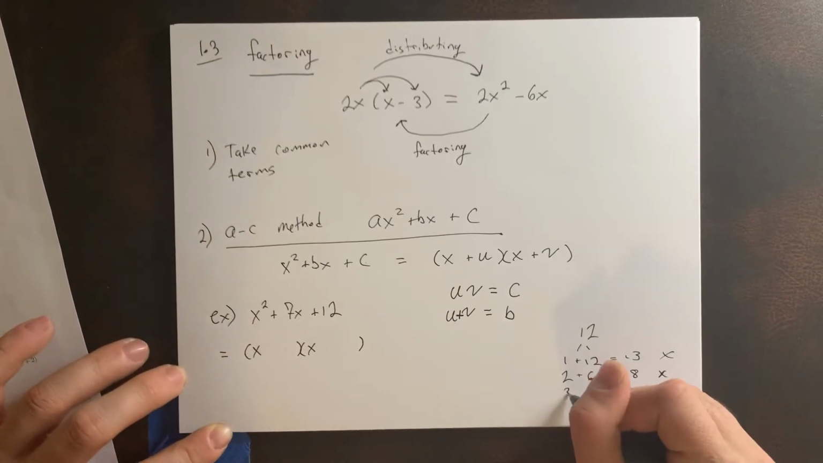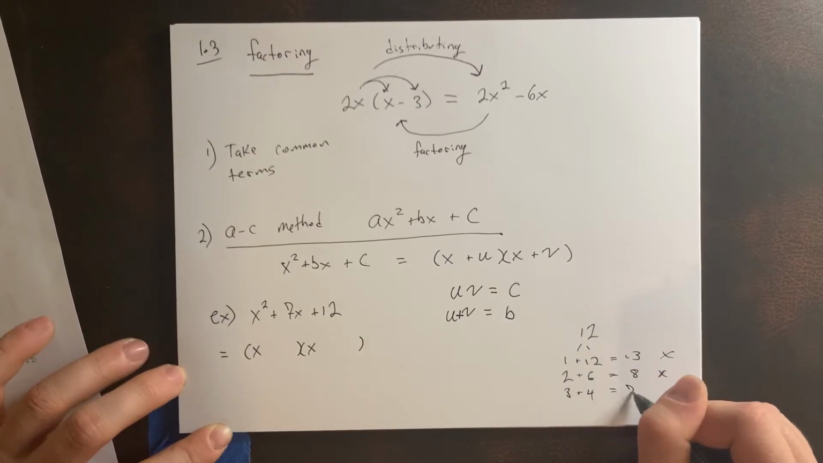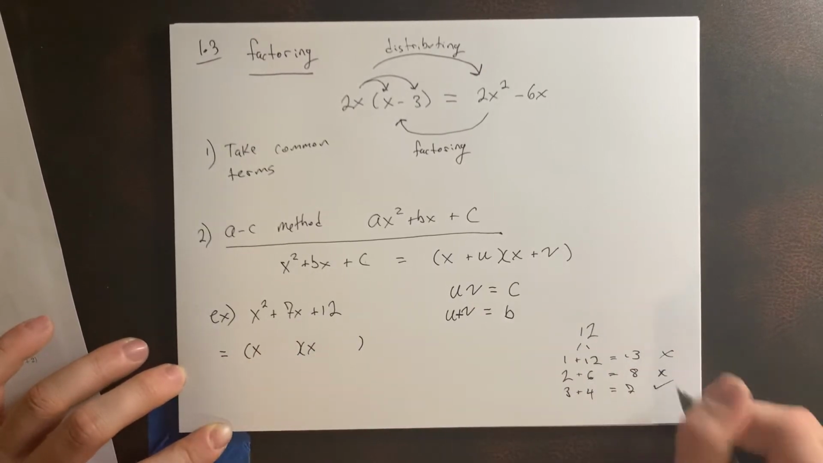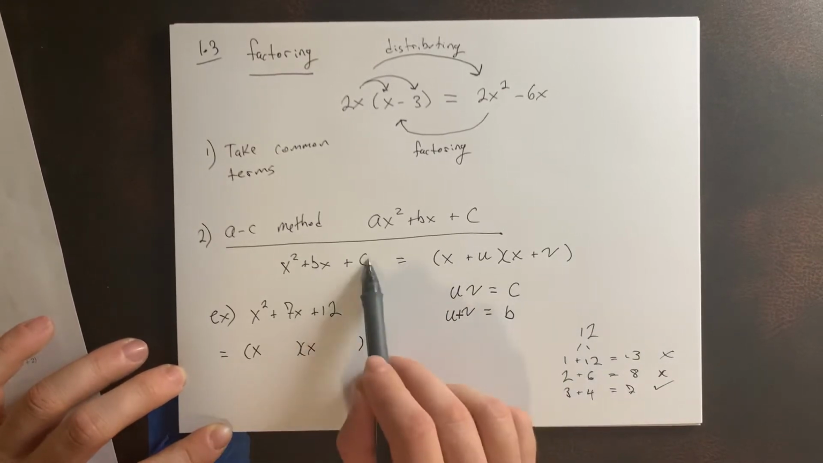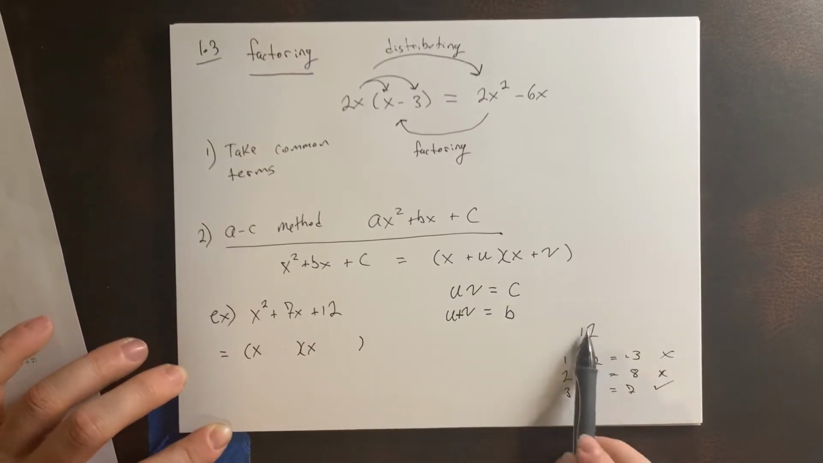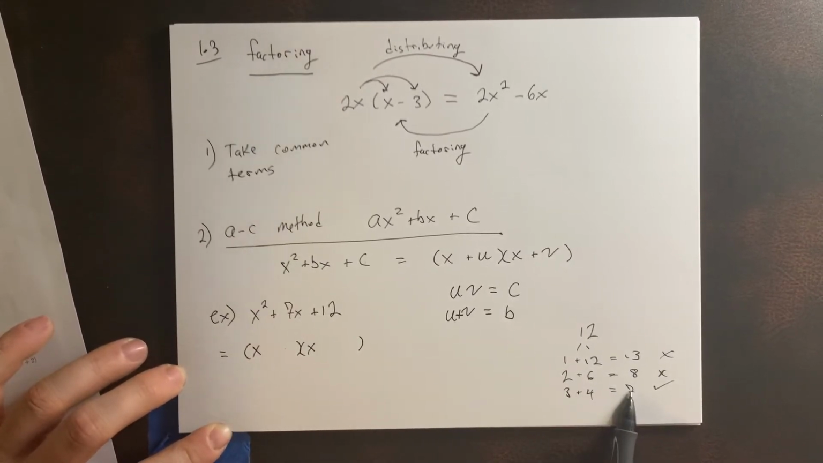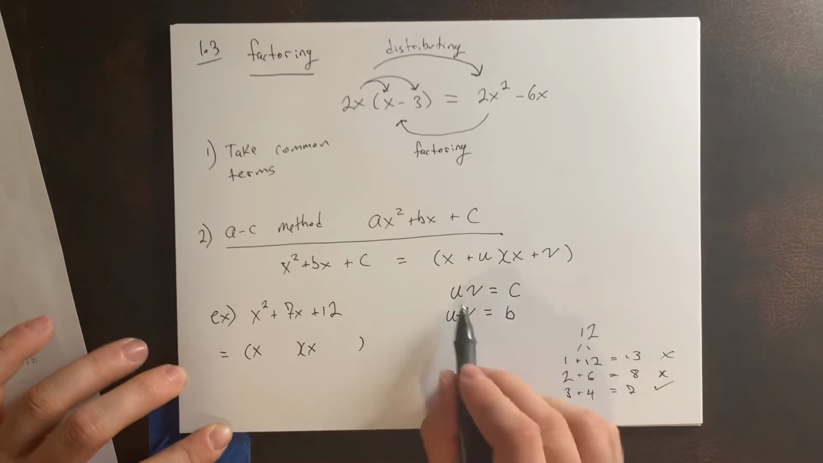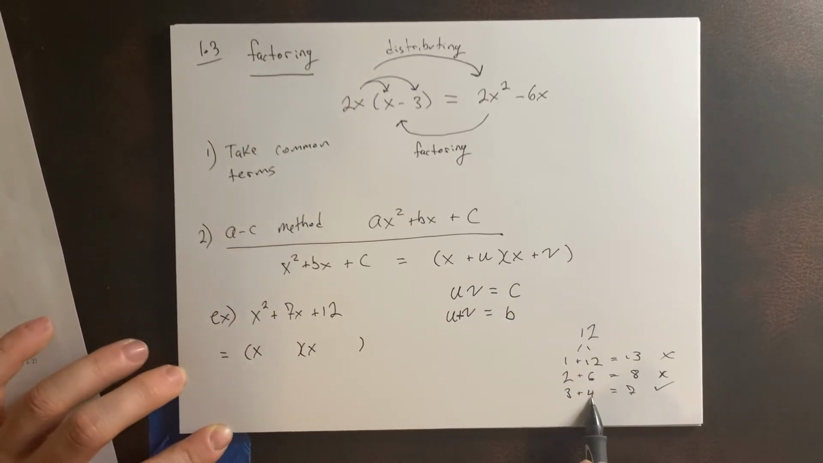Let's do, how about 3 and 4? So 3 times 4 is 12. If we add these up, we get 7. And 7 is the middle number, so this one's good. So the numbers that we want to choose multiply to c, which is 12. So 3 times 4 is 12. And then they need to add up to the middle number, so 3 plus 4 is also 7. So in our situation, our u could be 3, and our v is 4.